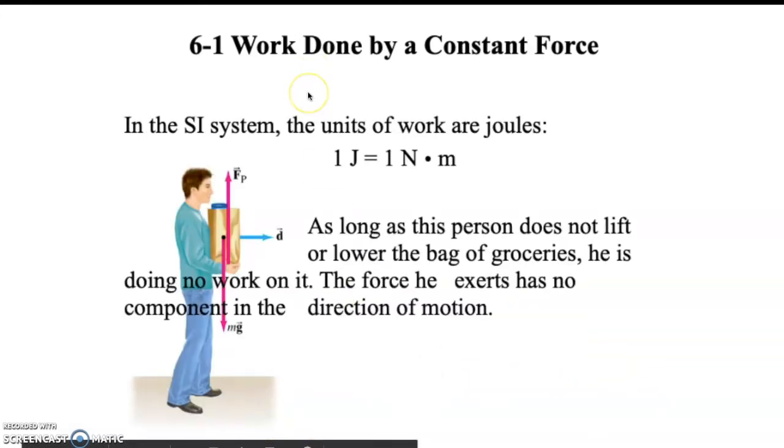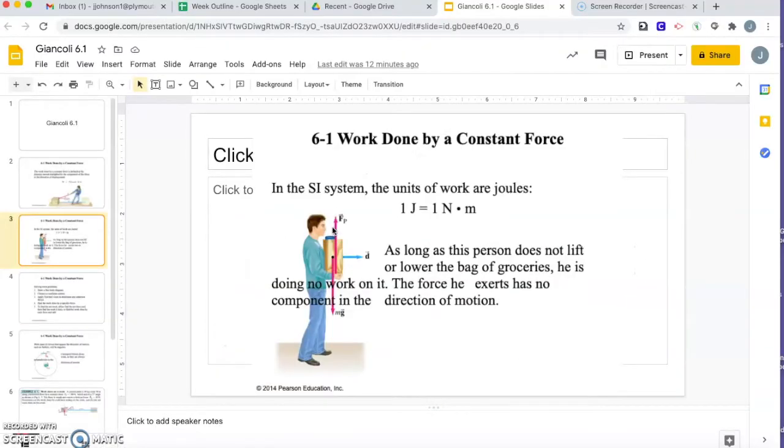All right, work done by a constant force. Units of work are joules. 1 joule is 1 Newton times meter. And as long as this person does not lift or lower the bag of groceries, he is doing no work on it because the force is upward while we're carrying the groceries in this direction. So the force he exerts has no component in the direction of motion, which means if it's perpendicular, there is no work being done. Okay? If it's perpendicular, there's no work being done.